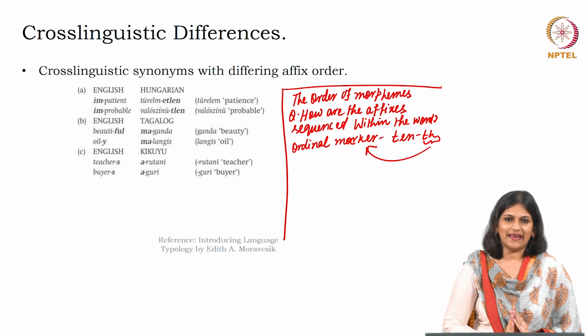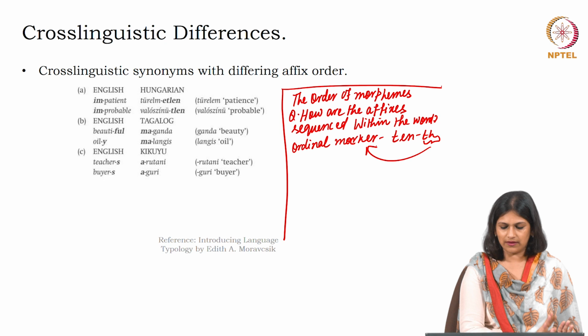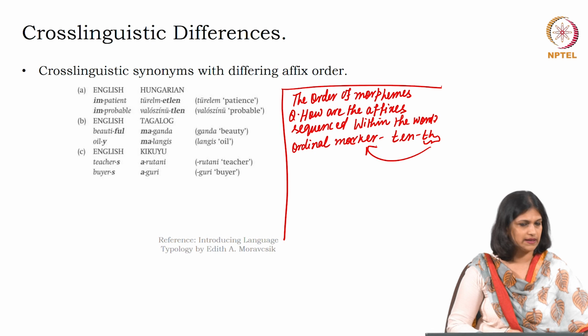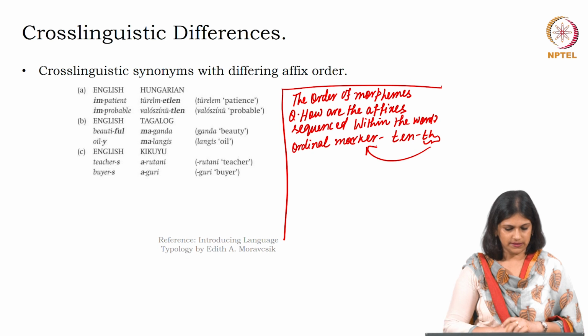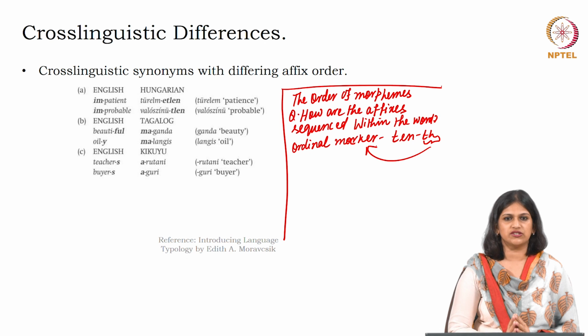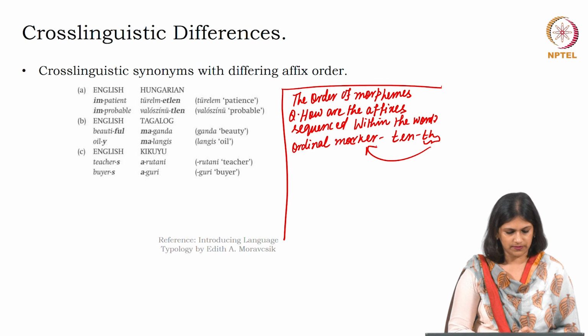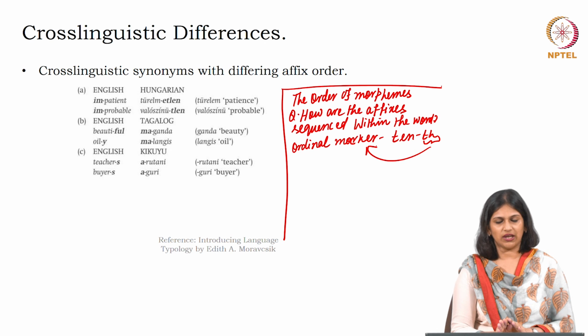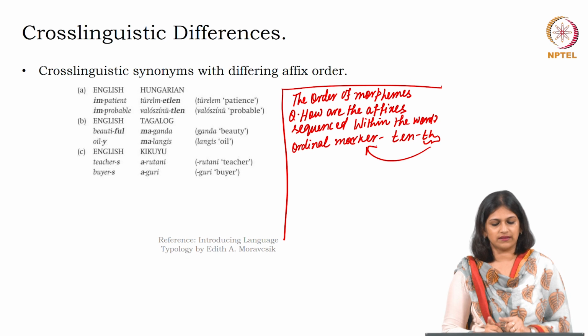And let's look at the examples here. Let's keep aside the ordinal markers for a while, and we'll come back to it later if we have time. But for the moment, we are going to focus on different other kinds of words. I would like to have your attention on the examples given here. Compare Hungarian with English. So let's look at the English word impatient, right? And check the Hungarian word for that. Look at the English word impossible and check the Hungarian word for that. And what do you find?